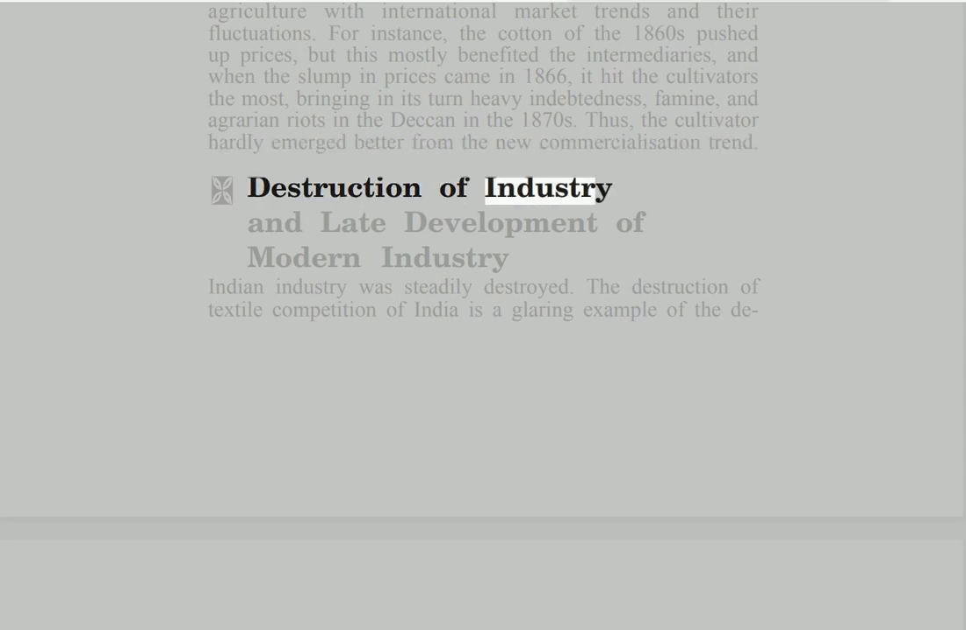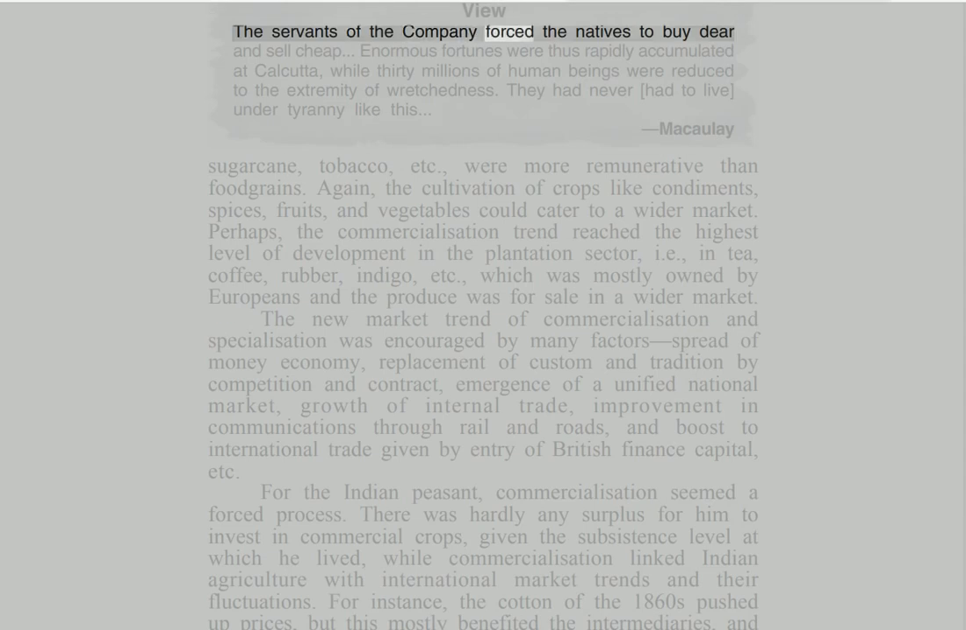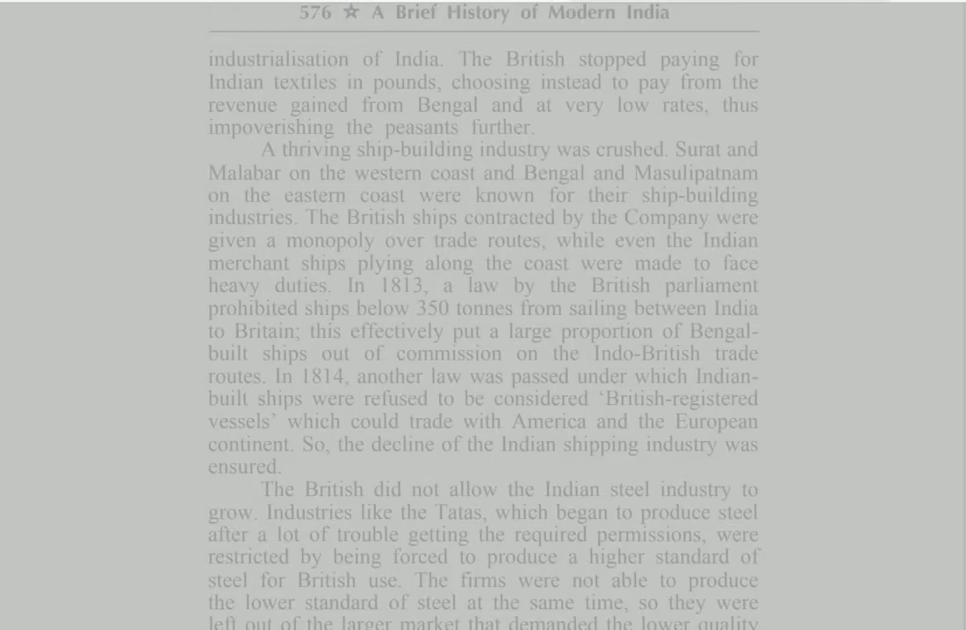Destruction of industry and late development of modern industry. Indian industry was steadily destroyed. The destruction of textile competition of India is a glaring example of the view: the servants of the company forced the natives to buy dear and sell cheap. Enormous fortunes were thus rapidly accumulated at Calcutta, while 30 millions of human beings were reduced to the extremity of wretchedness. They had never had to live under tyranny like this. Macaulay.